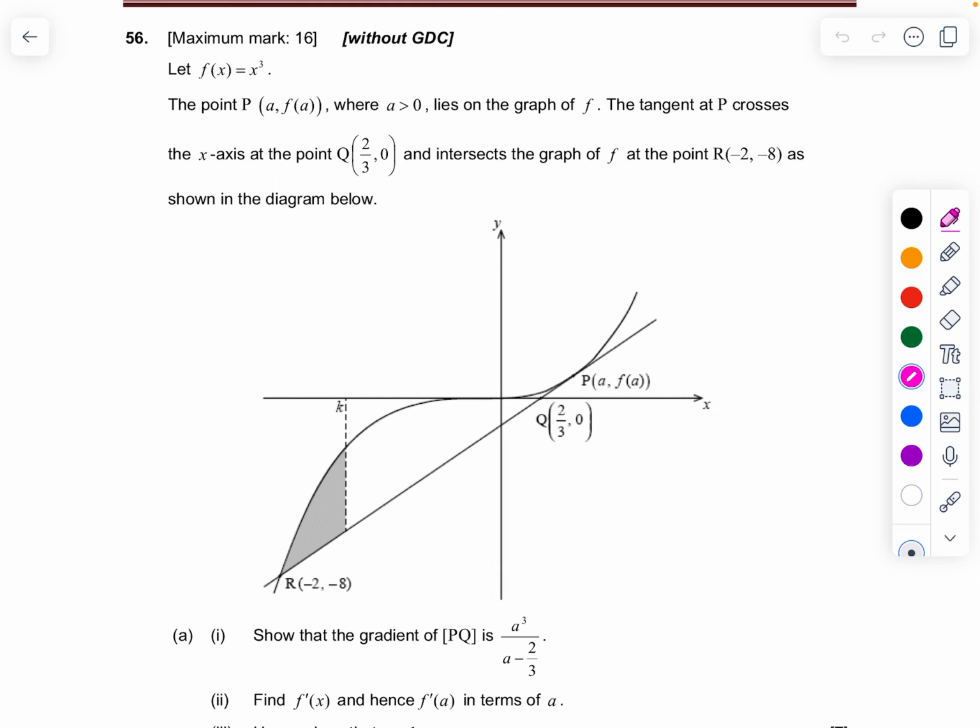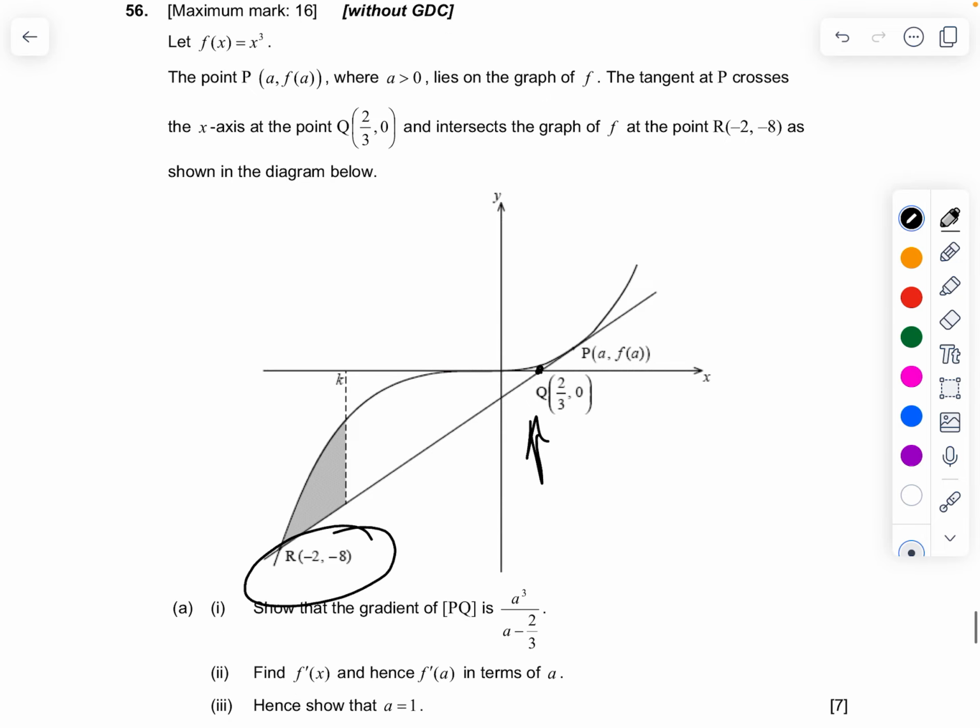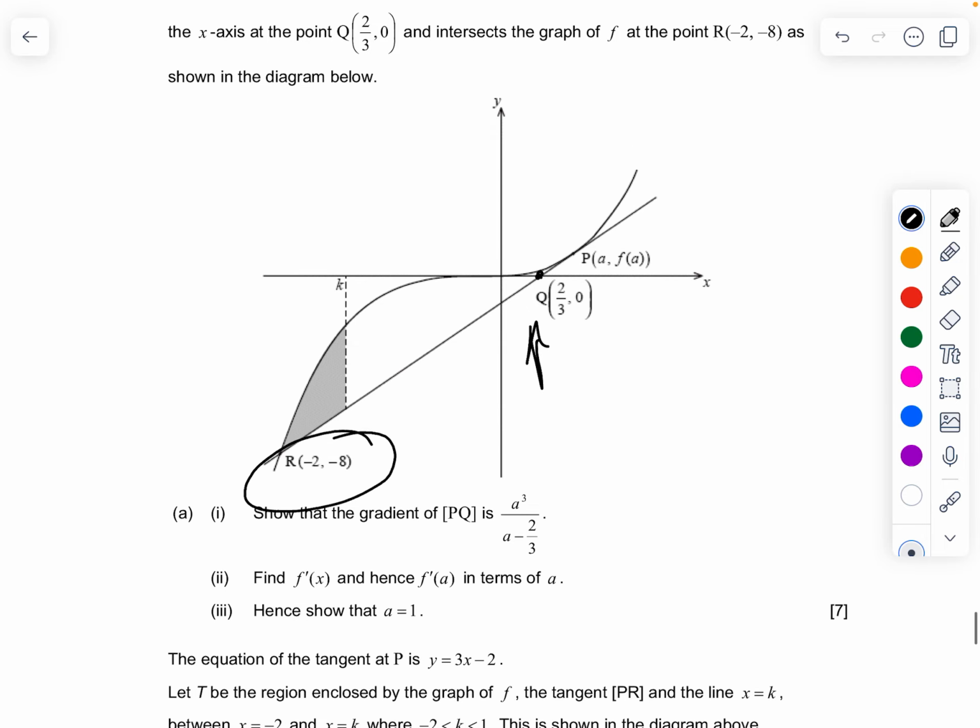f of x equals x cubed, and the point P (a, f of a), where a is greater than 0, lies on the graph of f. The tangent at P crosses the x-axis at the point (2/3, 0) and intersects the function f at (-2, -8). Show that the gradient of the tangent is a cubed over a minus 2/3.